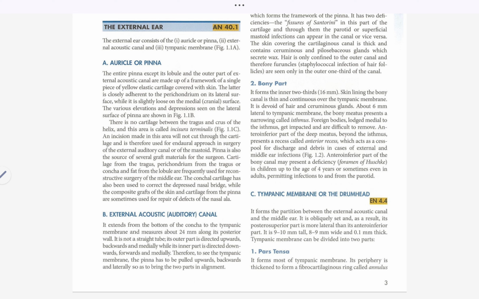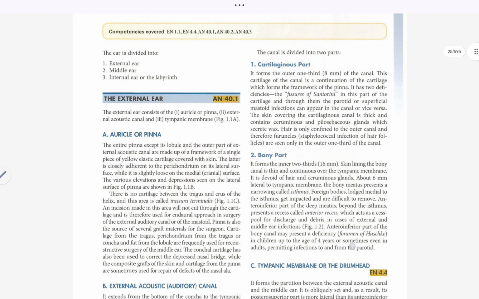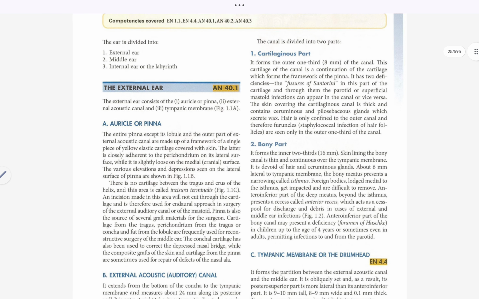Therefore, to see the tympanic membrane, the pinna has to be pulled upwards, backwards, and laterally, so as to bring the two parts in alignment. The canal is divided into two parts, the cartilaginous part and the bony part. The cartilaginous part forms the outer one third, that is 8 millimeter, of the canal. This cartilage of the canal is a continuation of the cartilage which forms the framework of the pinna.